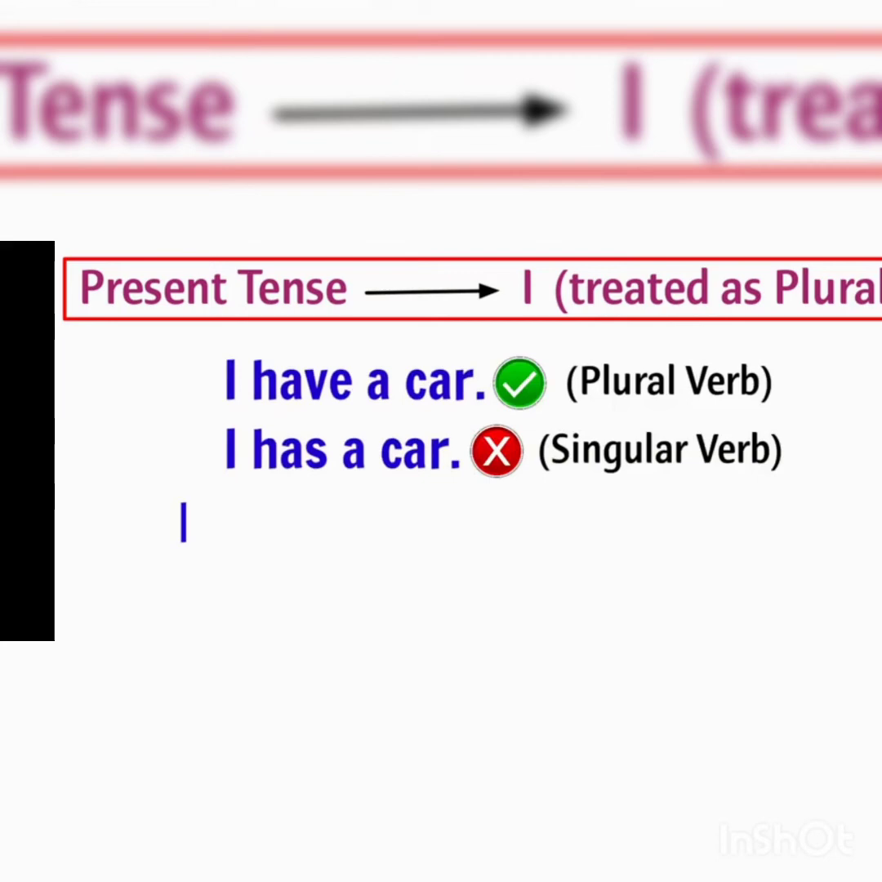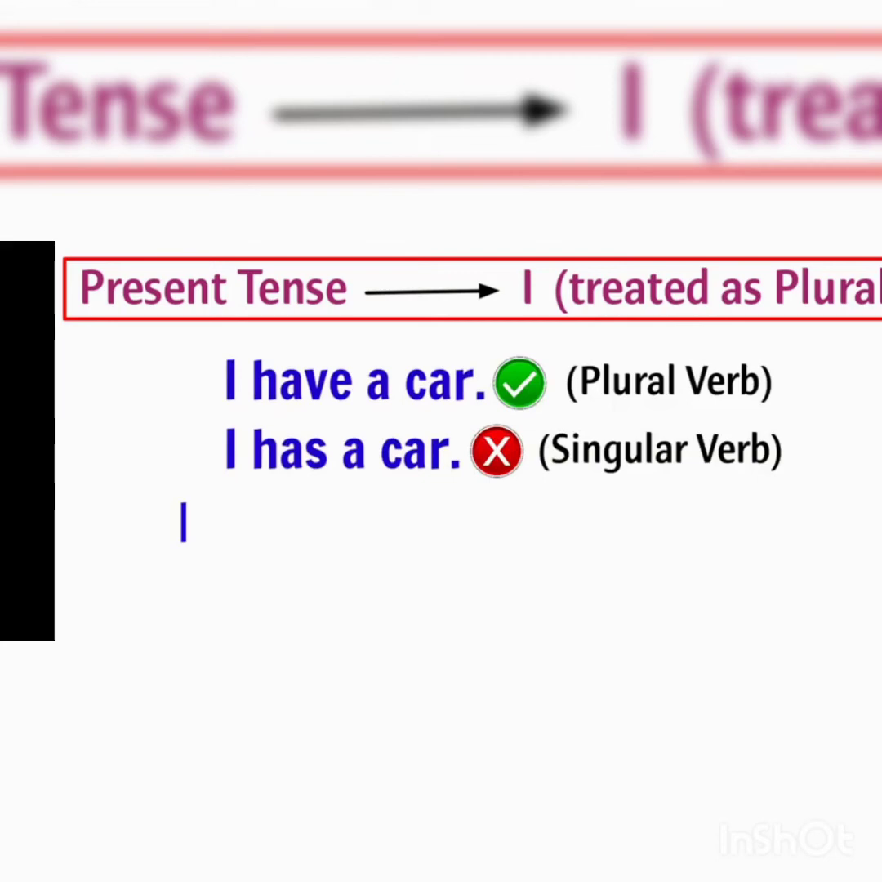So is it clear? I have a car is correct, whereas I has a car is totally wrong. If it would be he, then he has a car would be absolutely correct here. Okay, singular subject and singular verb concept, SSPP rule. But I is an exception. So with I, we take plural verb in present tense, whereas in past tense, we always take singular verb with I.